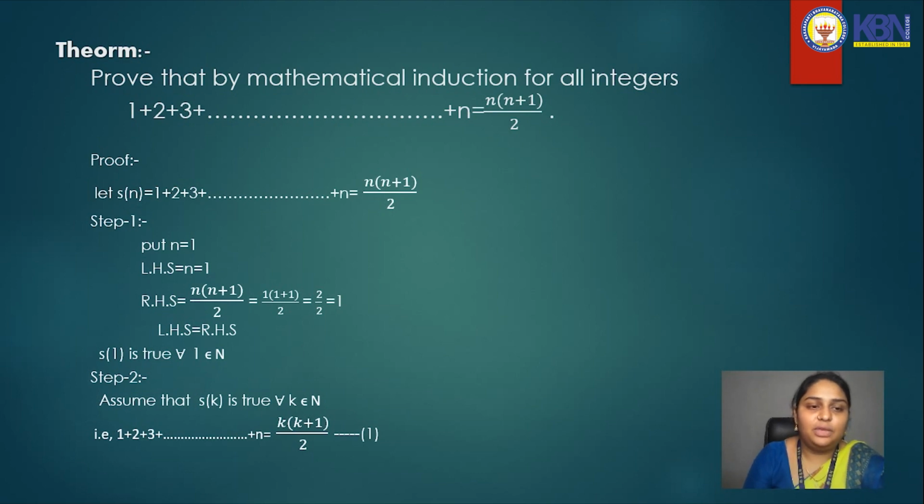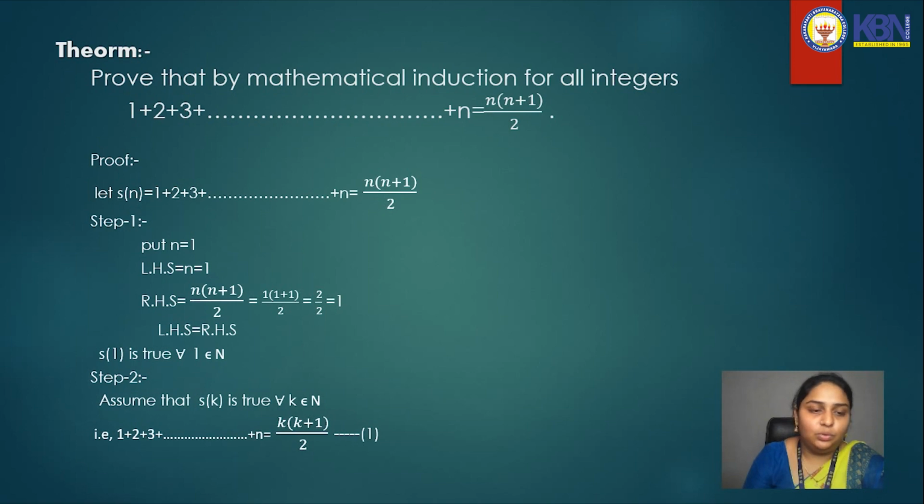In step 1, we have to put n equal to 1 in LHS and RHS, and satisfy that the condition should be true for 1. First put n equal to 1 in LHS. Here in LHS, we have the value n, which is equal to 1. In RHS, we have the value n into n plus 1 by 2. Now substitute n equal to 1 in place of n. Then we get 1 into 1 plus 1 by 2, which is 2 by 2, which is equal to 1. And LHS value we have 1 and RHS value we get 1. Therefore, LHS equal to RHS. Therefore, the condition is true for 1 belongs to N.